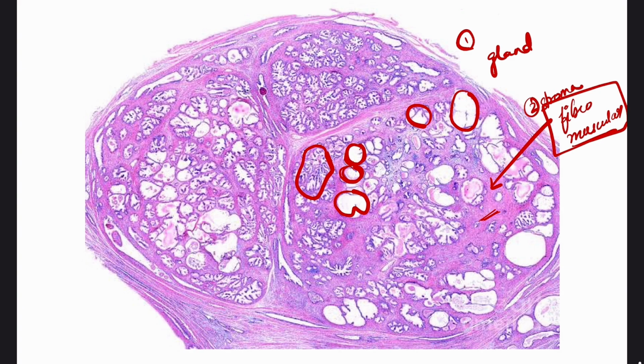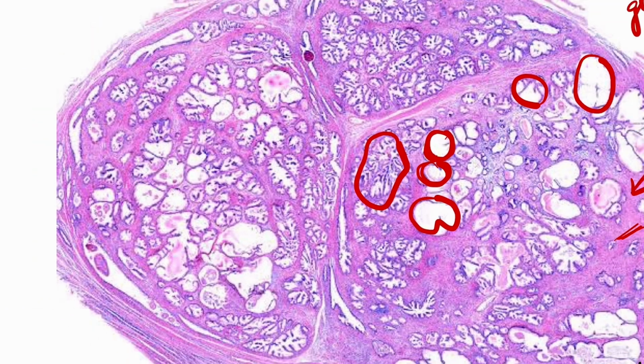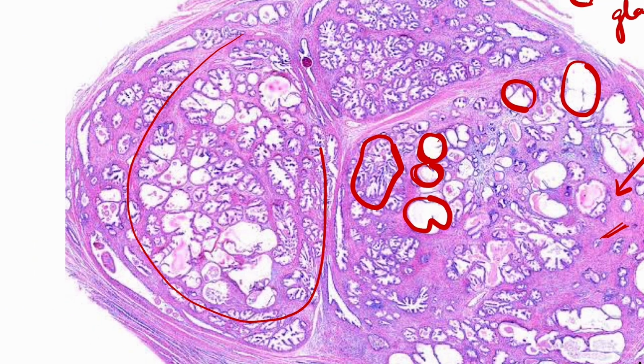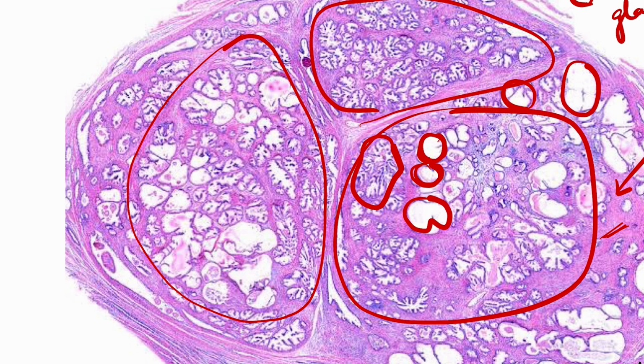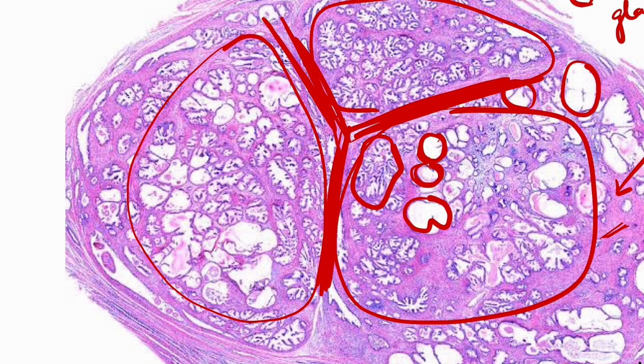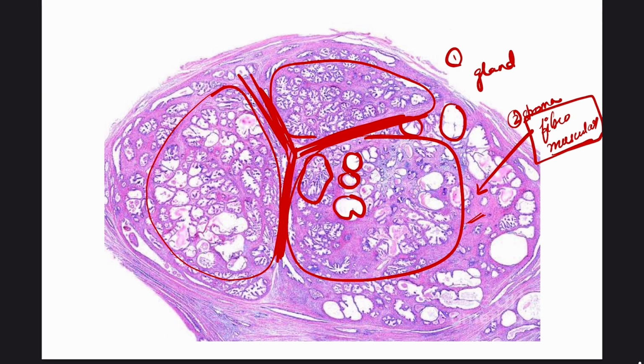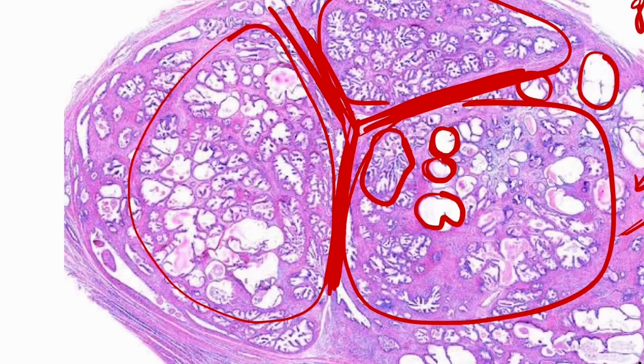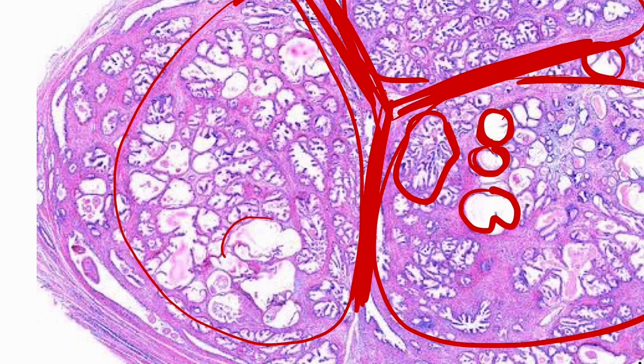In this low power view, we can see certain nodules. This is one nodule, this is another nodule, and this is again another nodule. These nodules are separated by bands, which are nothing but fibromuscular stromal bands. Within each nodule, there is a glandular structure containing a central lumen and an epithelial lining around the gland. Certain glands are cystically dilated glands.